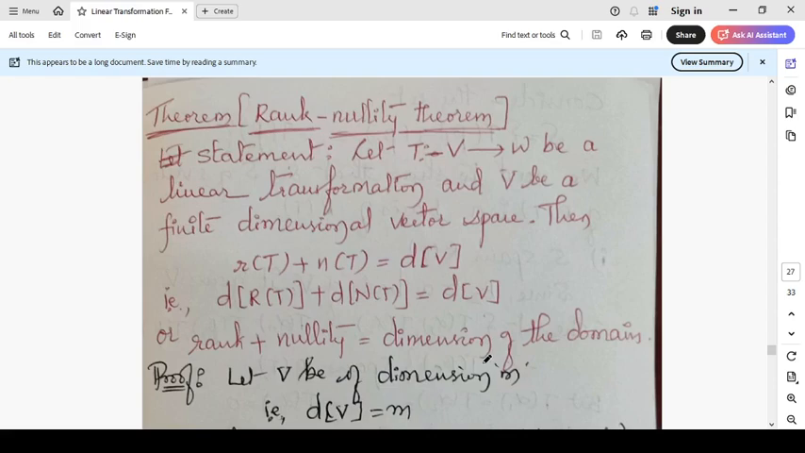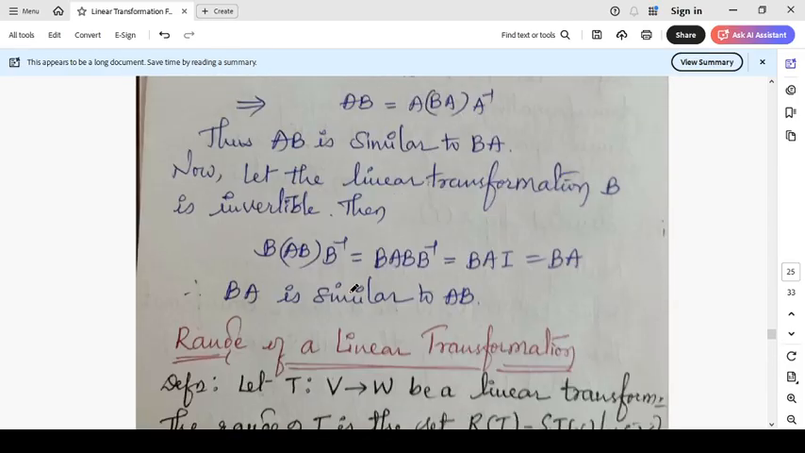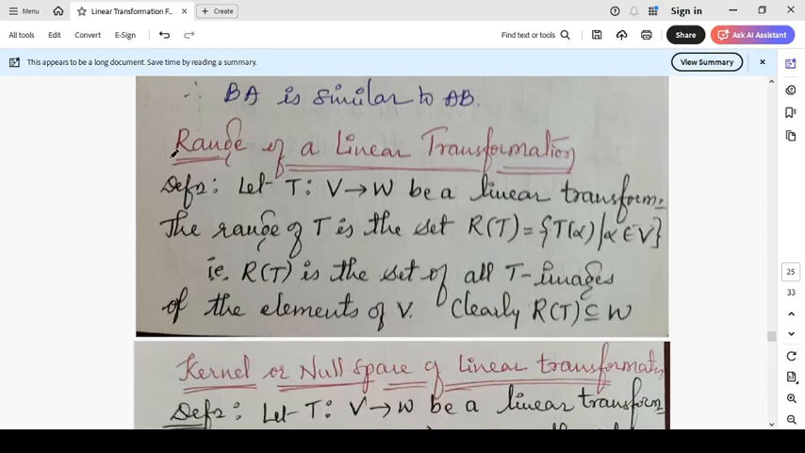Hi dear students, in this video we are going to discuss an important theorem, that is the rank nullity theorem. Before going to the rank nullity theorem, we should know the basic definitions. So these are the basic definitions we should know before going to prove the rank nullity theorem.